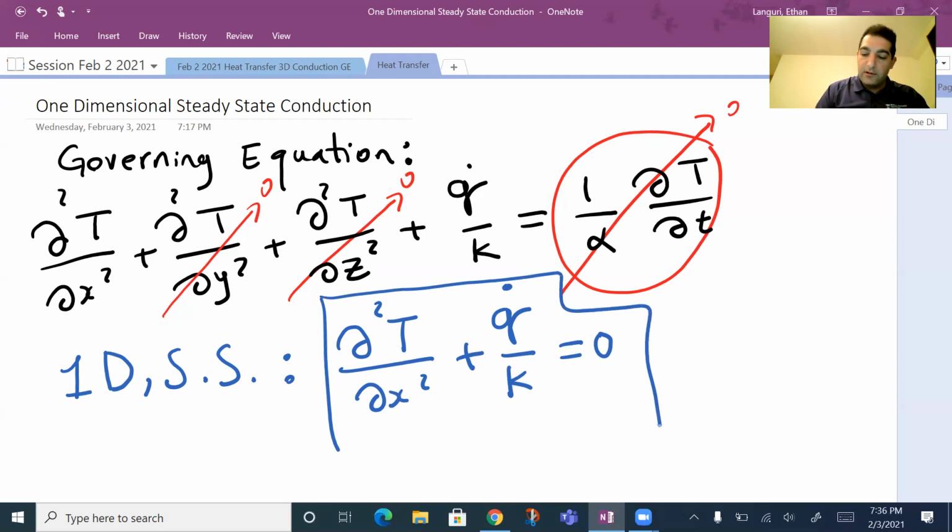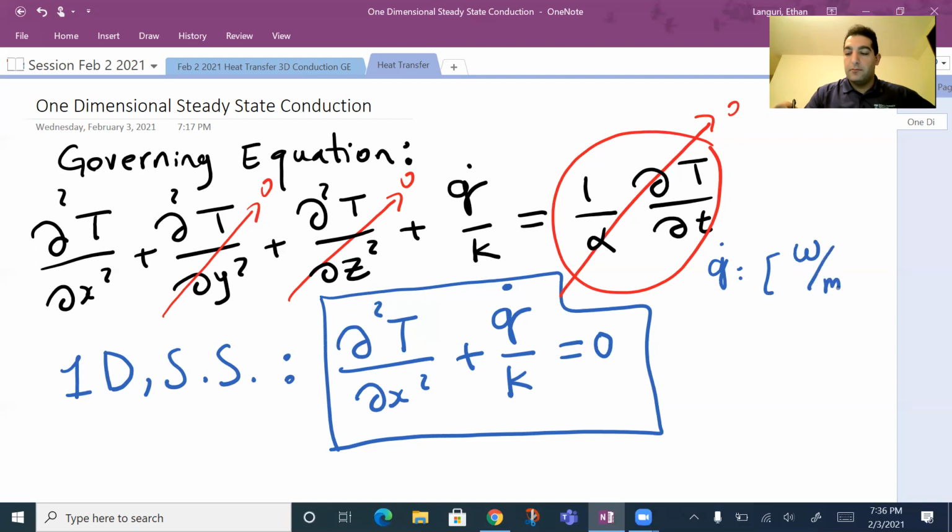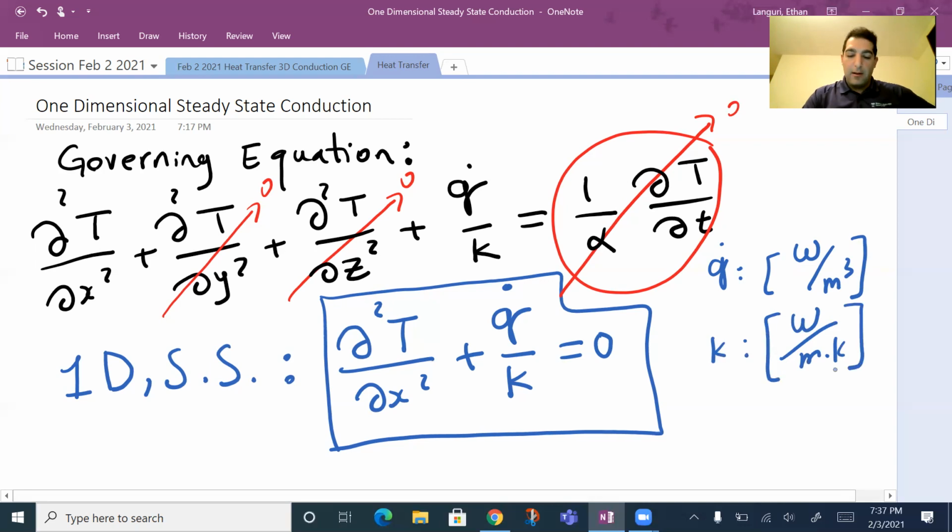That's the governing equation we need to solve in this chapter, where we talk about 1D steady state. And just a quick reminder, q dot represents the volumetric heat generation. The unit of q dot is watt per meter cubed. k is our thermal conductivity. Watt per meter Kelvin is the unit for k. And of course, x is the dimension, and capital T is the temperature.